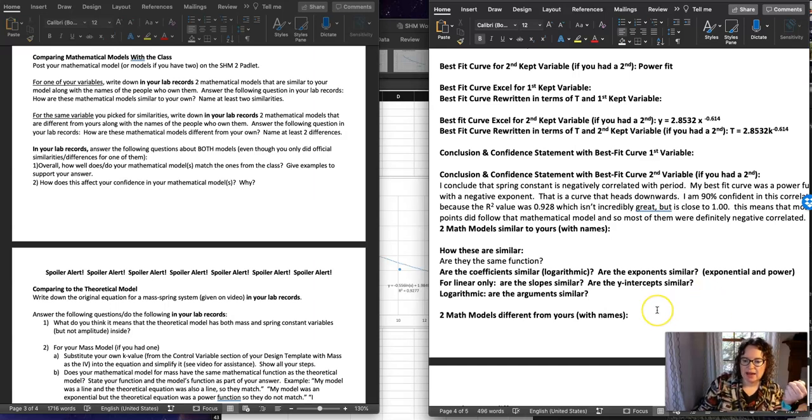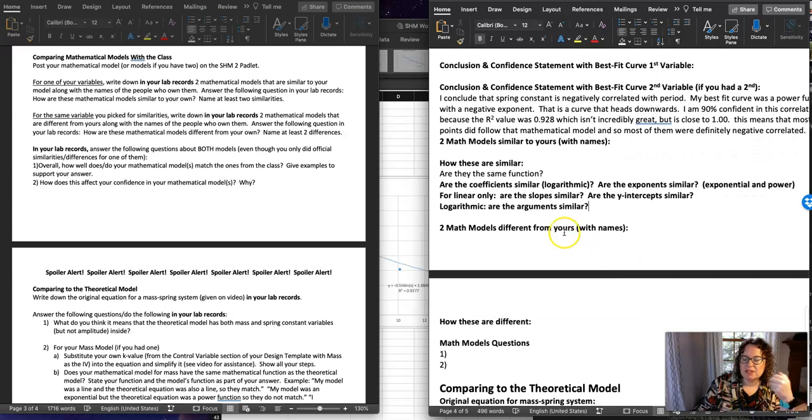I'm also going to talk about the differences. For the differences, it's the same exact things you're going to look at. Are they the same function? Are the coefficients different? Are the exponents different? Mainly, for differences you're going to find people with different functions. So I got power and my friend over here got exponential, and so I would compare mine with yours. That's for the differences.